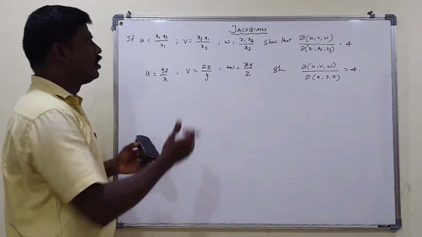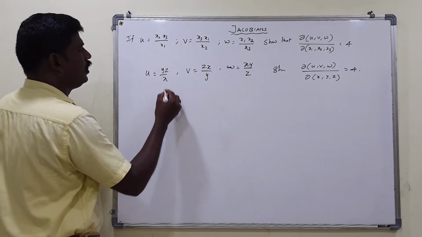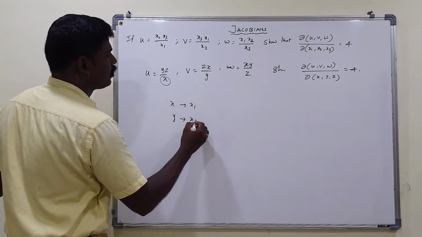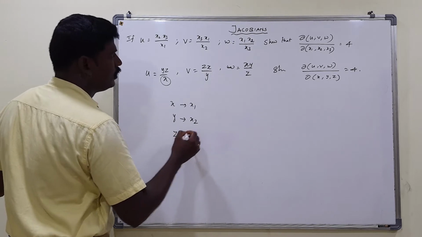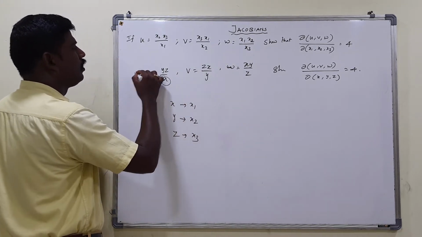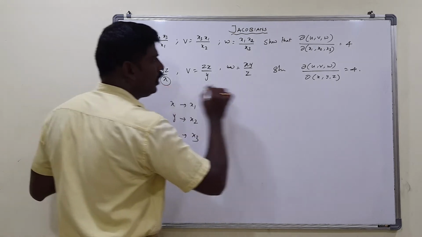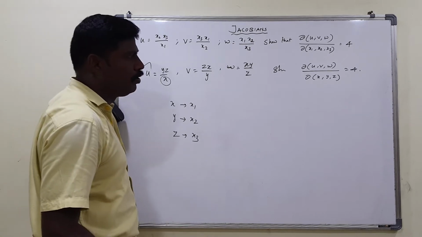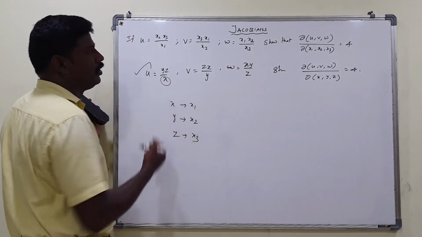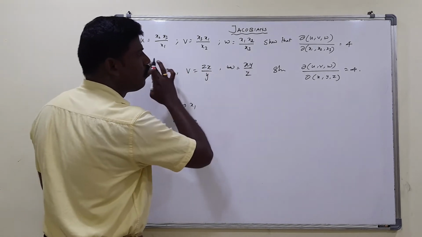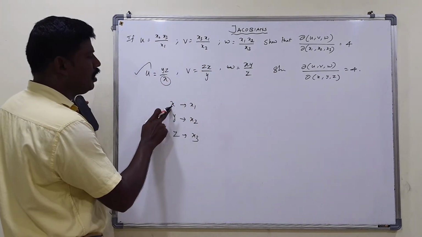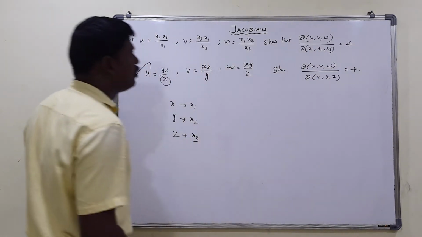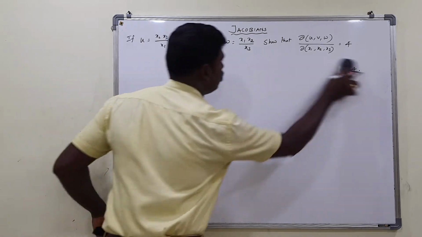So what is the difference between those two problems? Nothing. x is replaced by x1, y is replaced by x2, z is replaced by x3. That's all. The procedure will be the same as that of this problem. I have already worked out this problem in the previous session. The link is given below in the description box. You go to that link and look at that problem. Proceed with the same steps that I have done in this problem. Just replace x by x1, y by x2 and z by x3, and you can get the solution for this problem. That's all.